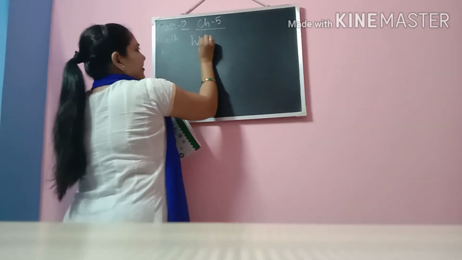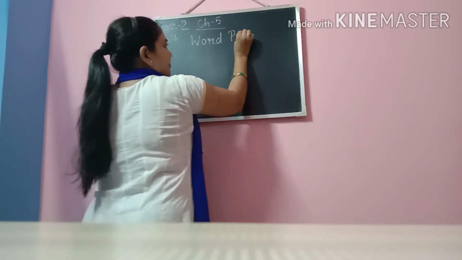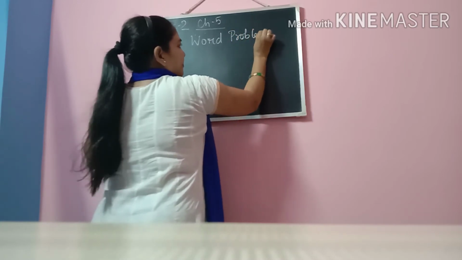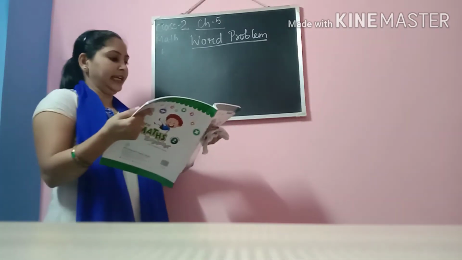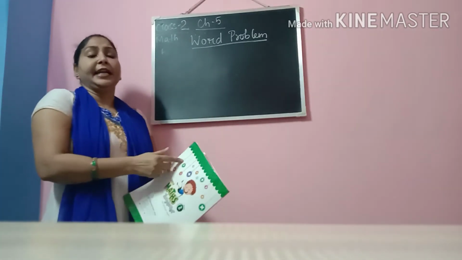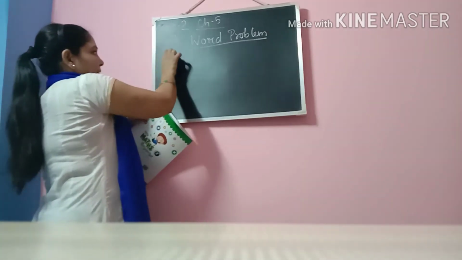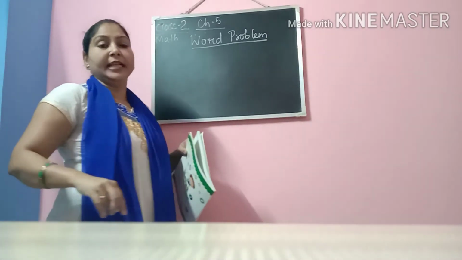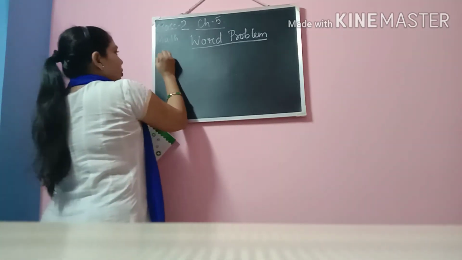Yeah, we will start with the word problems, that means the story sums. In page number 86, you will see there are so many word problems given. Now, in multiplication, first of all, let me tell you what happens in multiplication. How do we understand that we have to do multiplication? We need to know this.